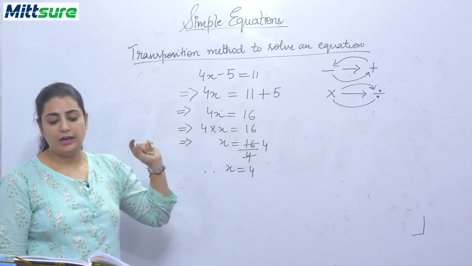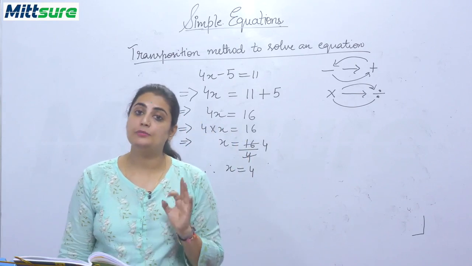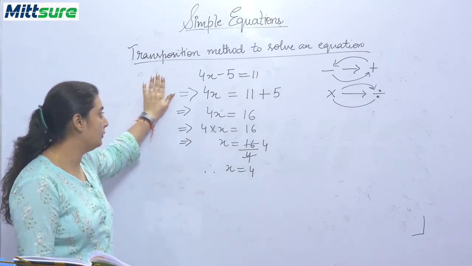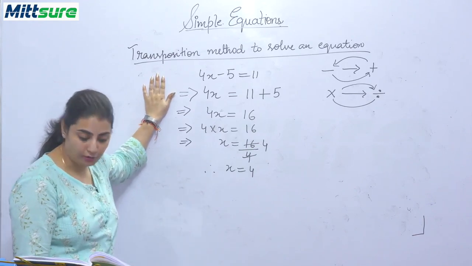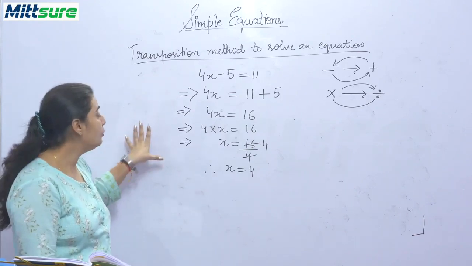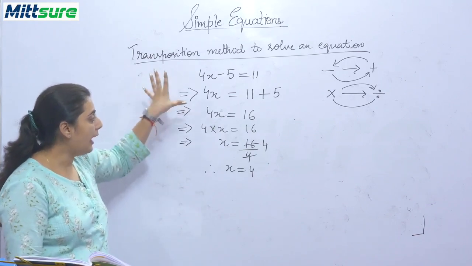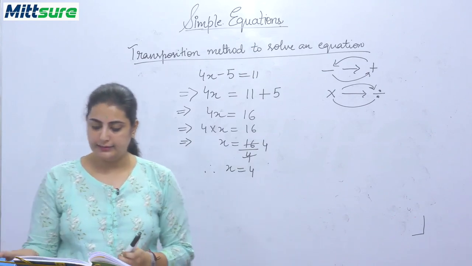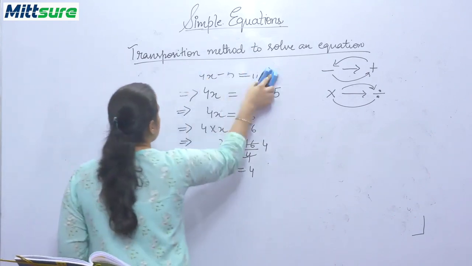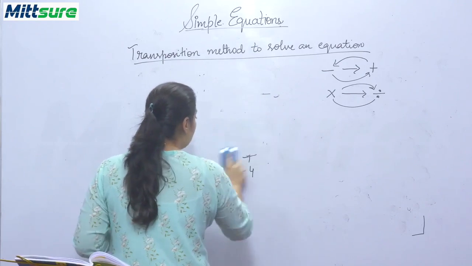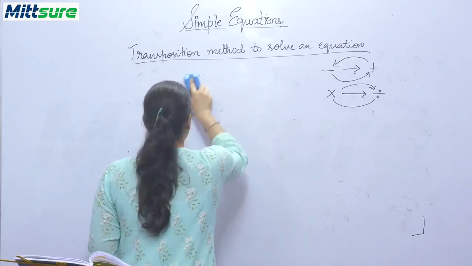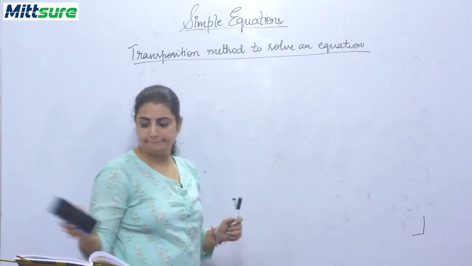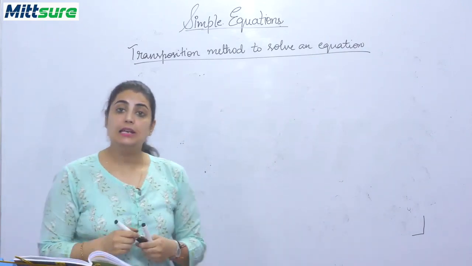If an equation has brackets, they are solved first. So suppose you have got a bracket in the equation, that will be solved first. So this is how you have to solve an equation by using the transposition method. Now let us take one more example, an illustrative example. x minus 3 equals 2.